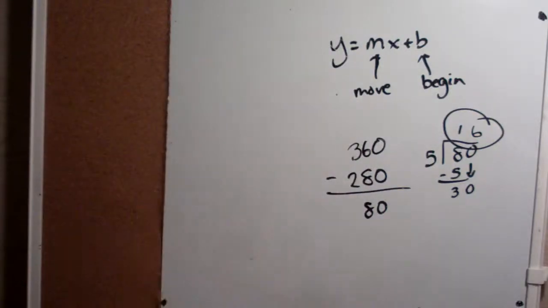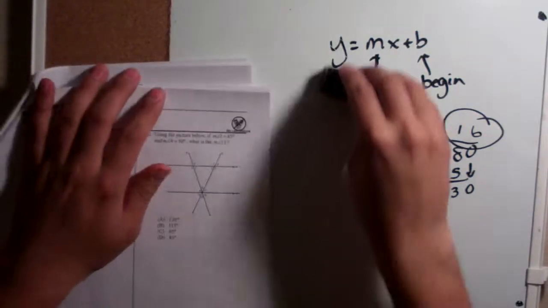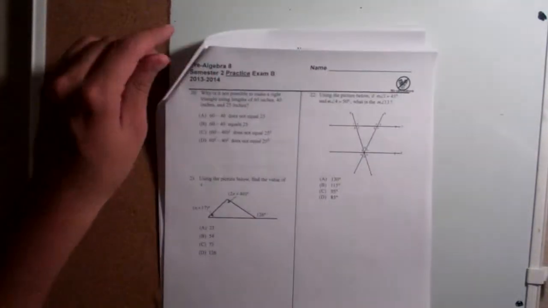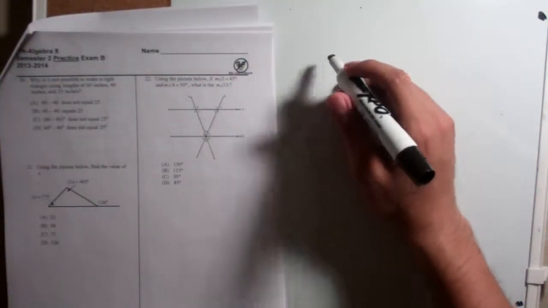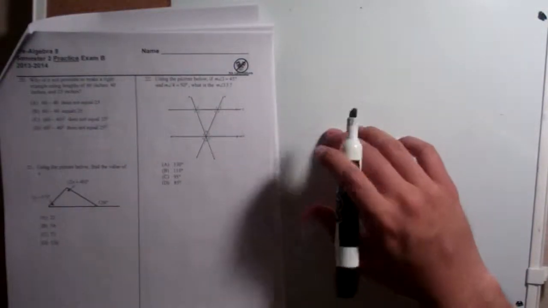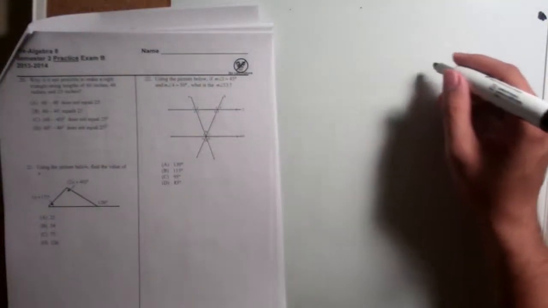All right, number 20, dealing with another Pythagorean theorem problem. They want to make sure you guys know this on the test. So, in this last problem, it says, why is it not possible to make a right triangle using lengths 60 inches, 40 inches, and 25 inches? Let's go ahead and put that in the Pythagorean theorem. Of these three that we have, the biggest one is 60. So I should know that that's my hypotenuse.